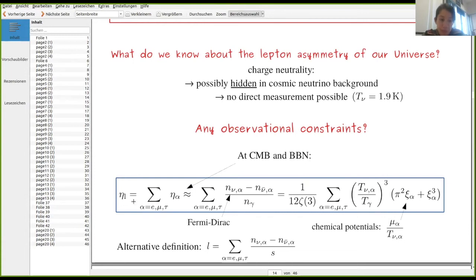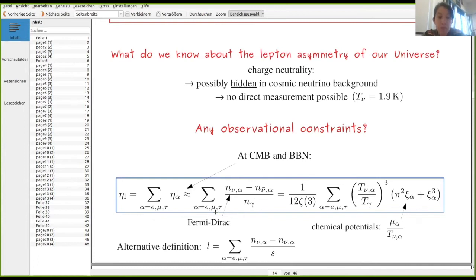Lepton asymmetry is defined as a sum over the different lepton flavor asymmetries. So indeed, we do not only have one lepton asymmetry, but we have a lepton asymmetry for each flavor. And now you can express this lepton asymmetry as the net number density of neutrinos, so the number density of neutrinos minus the number density of antineutrinos, divided by the photon number density. And actually, this equality is only true at late times. At early times, the lepton asymmetry would really appear in the charged lepton sector and in the neutrino sector. I will talk about this later a bit.